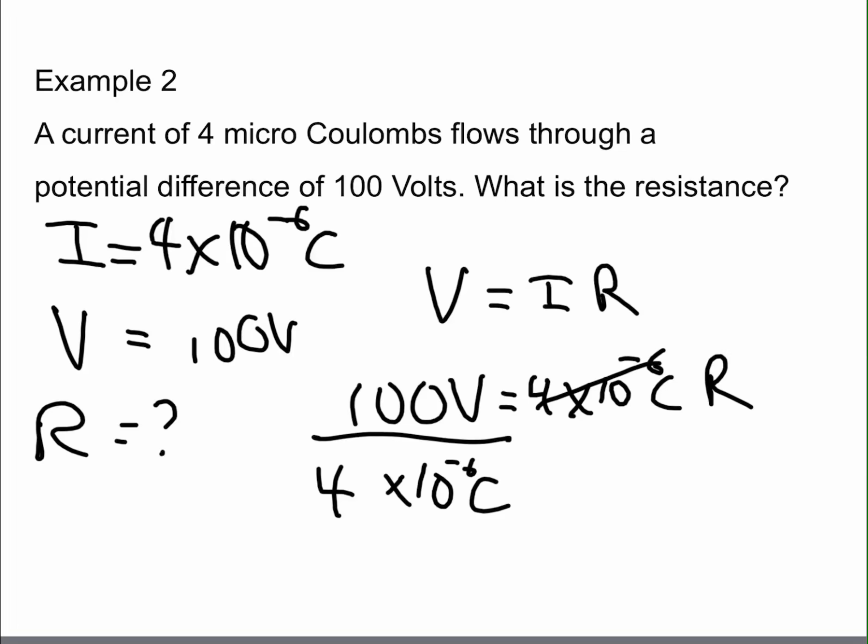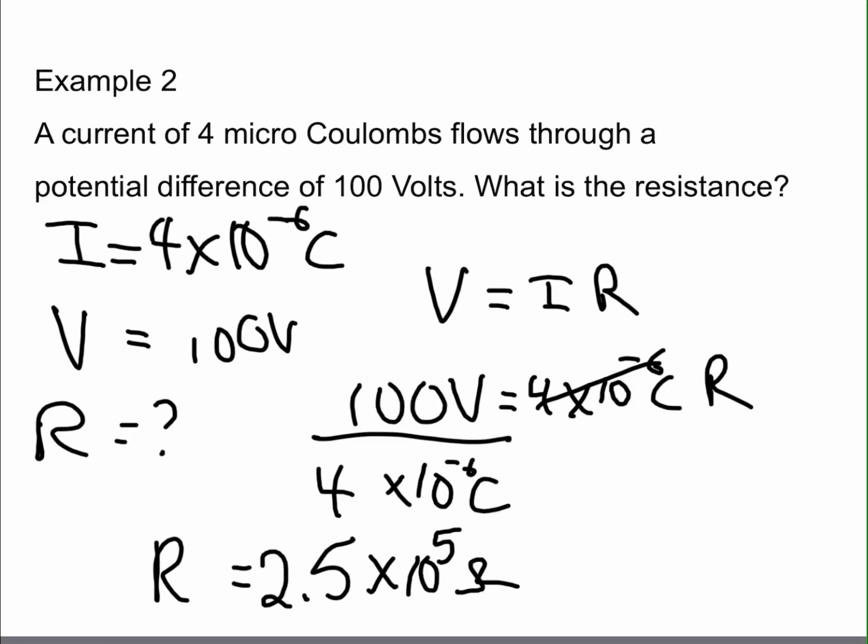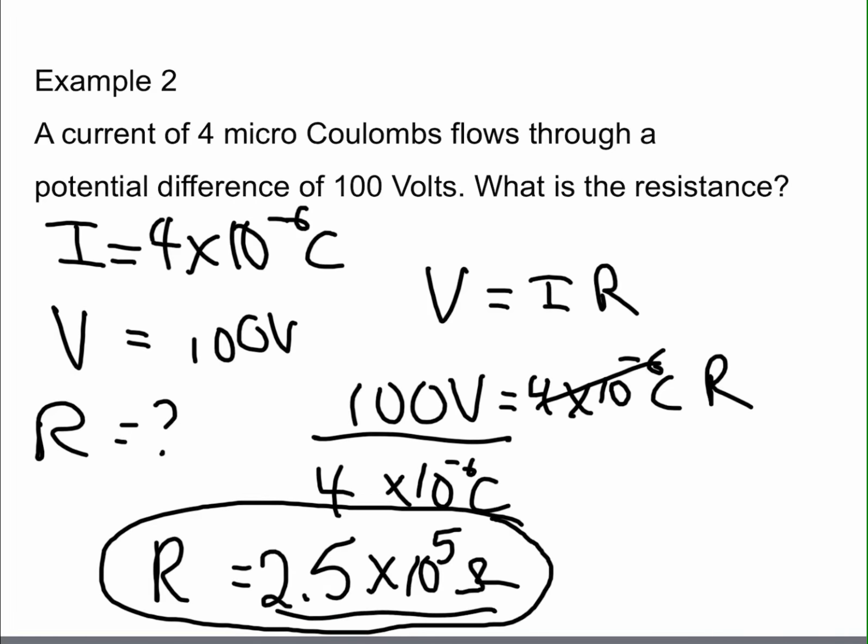So we do some algebra. And again, I'll give you guys a second or two to figure that out. It should come out to be 2.5 times 10 to the 5th ohms. Just a really good size resistance there. So that's that for resistance.